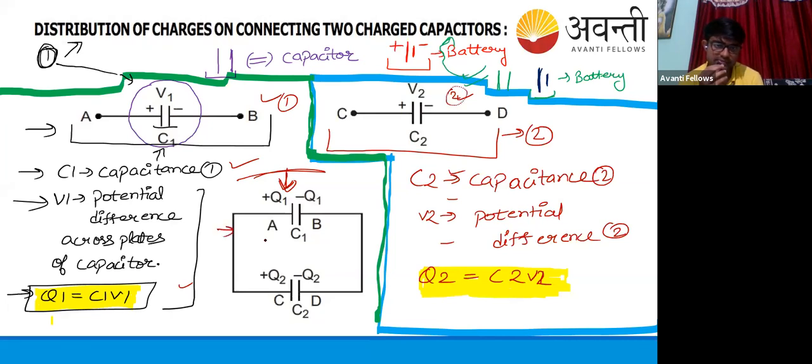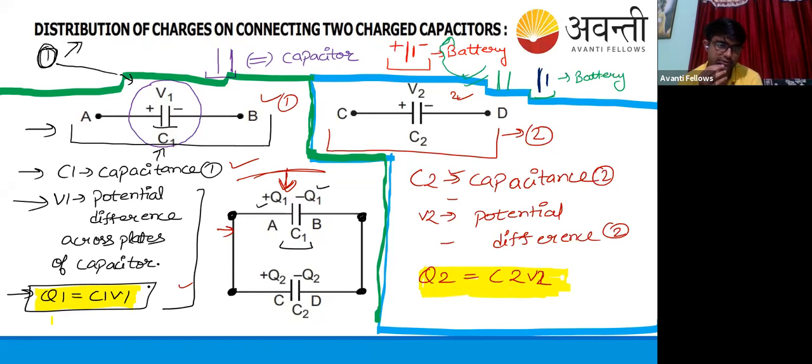The first one is at the top, having terminals A and B. You can see it on the screen. These are the terminals A and B, you can say the AB capacitor. This is at the bottom, the CD capacitor. And we got all the points. C1 is the capacitance of the first capacitor, the AB capacitor.